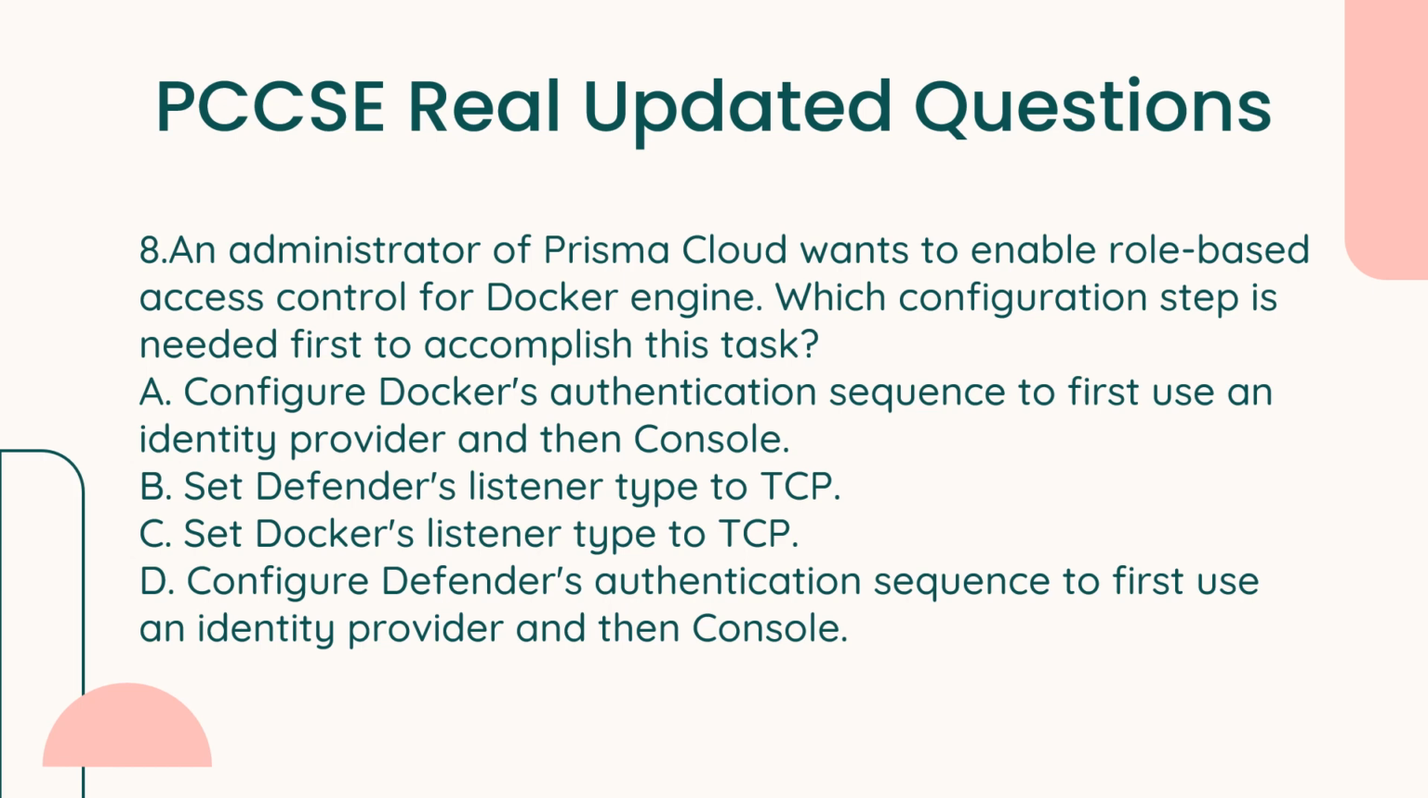8. An administrator of Prisma Cloud wants to enable role-based access control for Docker Engine. Which configuration step is needed first to accomplish this task? A. Configure Docker's authentication sequence to first use an identity provider and then console. B. Set Defender's listener type to TCP. C. Set Docker's listener type to TCP. D. Configure Defender's authentication sequence to first use an identity provider and then console.